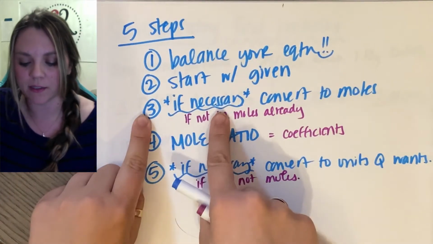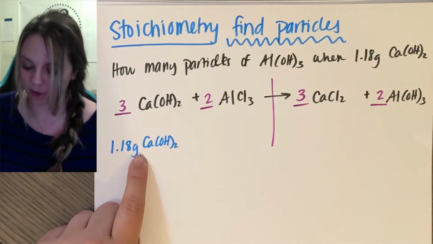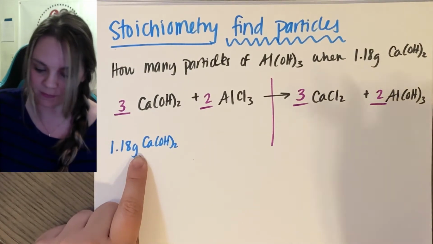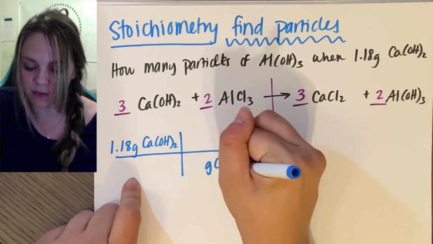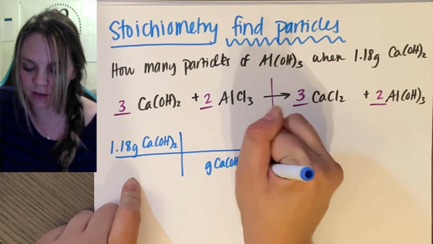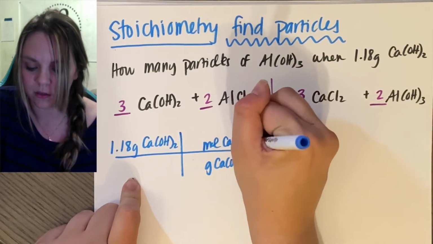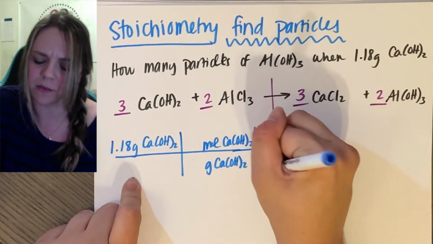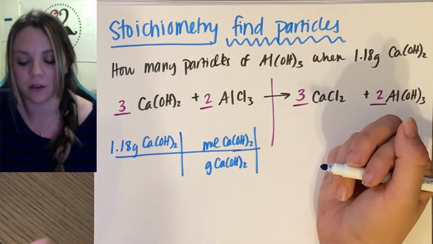Step 3, if necessary, convert to moles. I'm in grams, so it's necessary. Get out of grams of calcium hydroxide, get into moles of calcium hydroxide. I know sometimes it seems like a drag that you're writing out these compounds every single time.